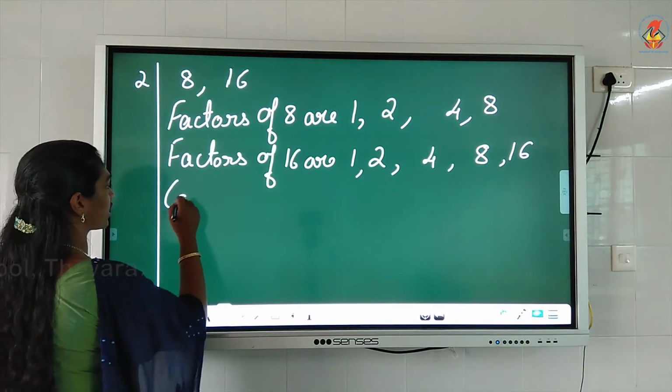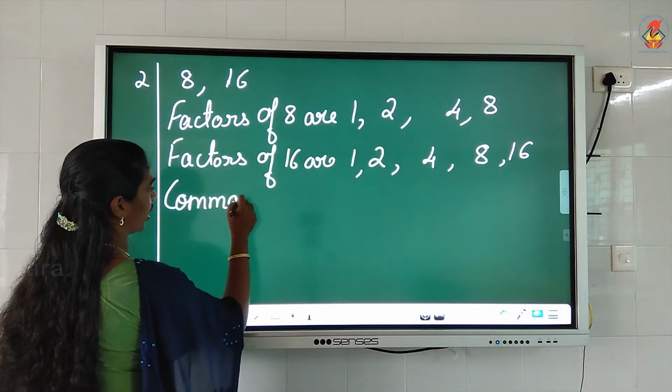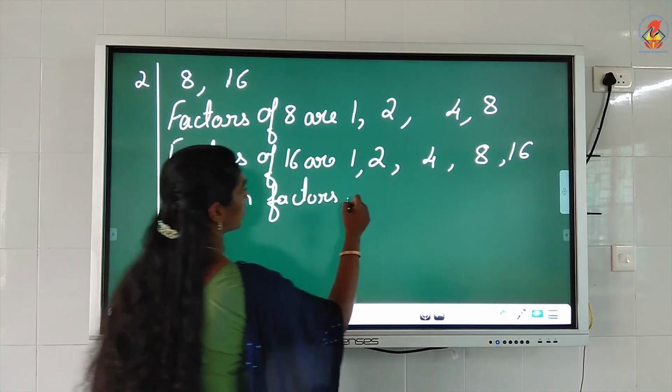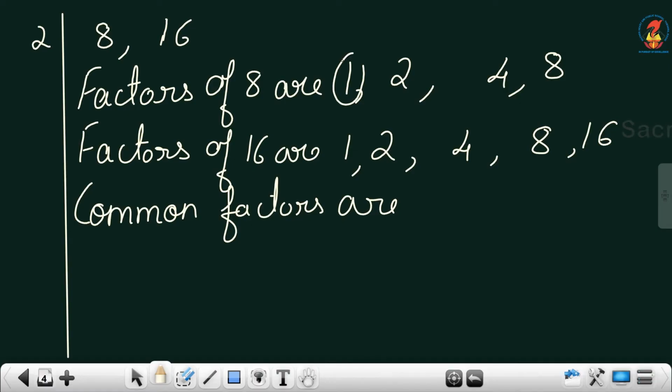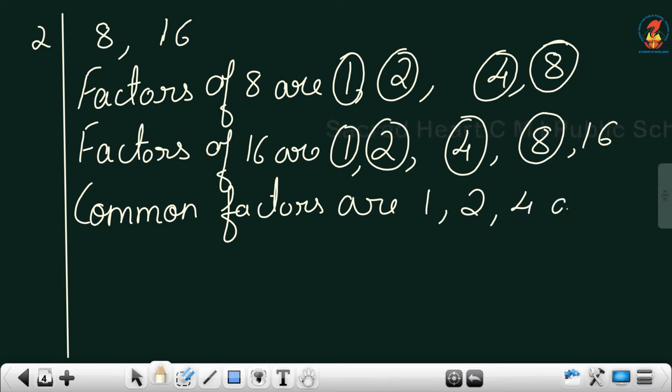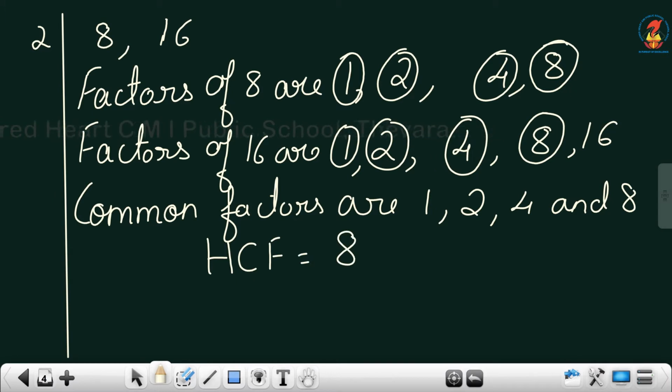So, what are the common factors? Common factors are, so the common factors children, you have 1, 2, 4 and 8 are the common factors. So, you will write 1, 2, 4 and 8. So, what is the HCF now? Highest common factor. Yes, it is 8. Very good. Highest common factor is 8. Understood children?